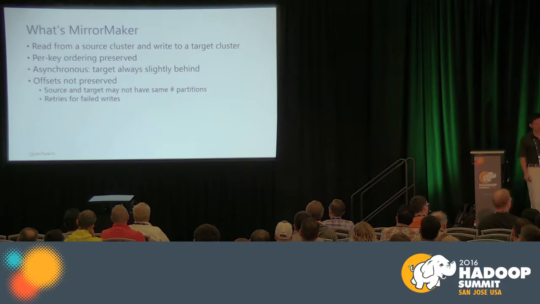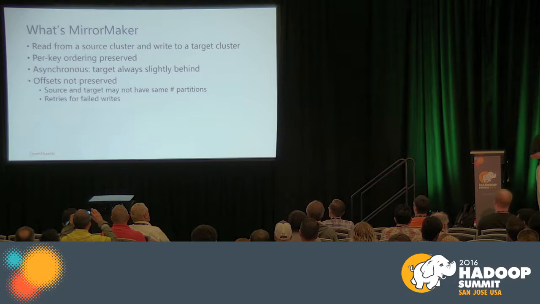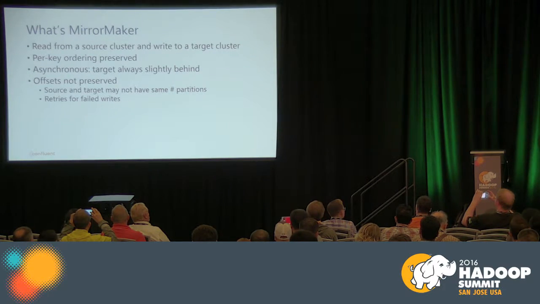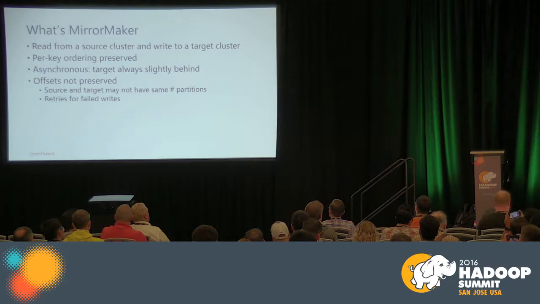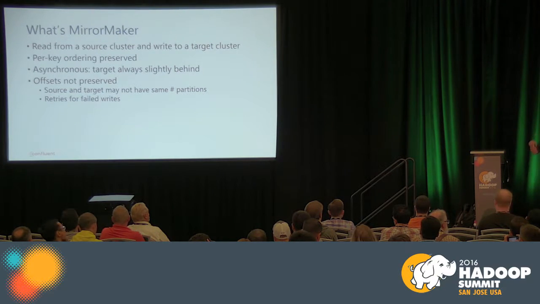Okay, now just a few words on Mirror Maker. If you are not familiar with Mirror Maker, it's a tool that embeds a consumer that reads from the source cluster, and it also embeds a producer, which publishes to the target cluster. That's pretty much what the tool does. There are a few things about this tool. One is, in general, we don't preserve the global ordering, but we do preserve the per-key ordering.